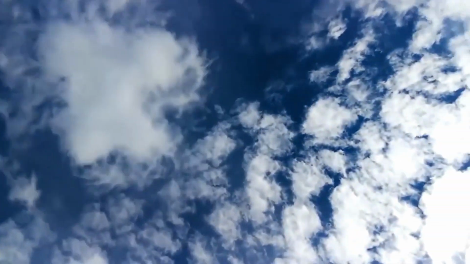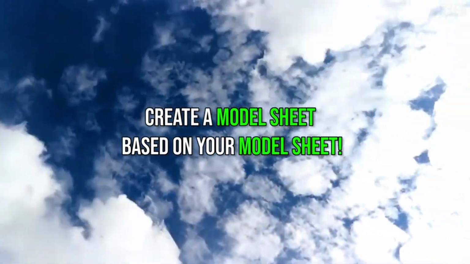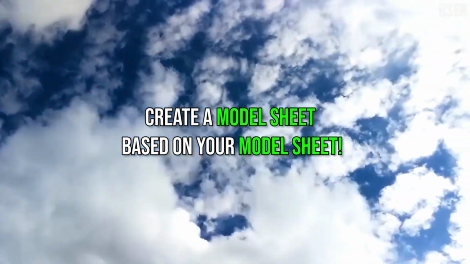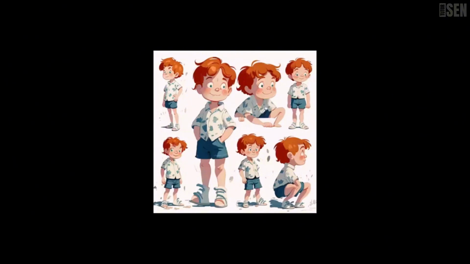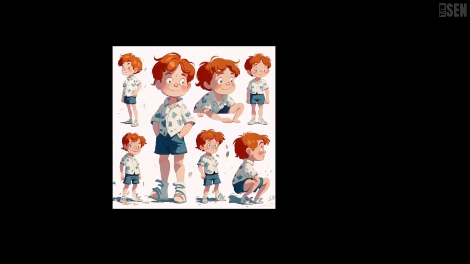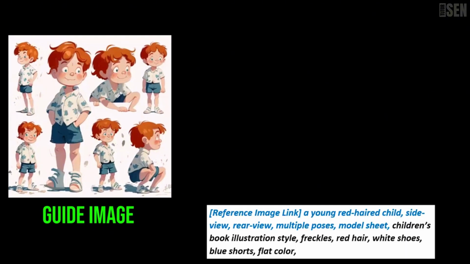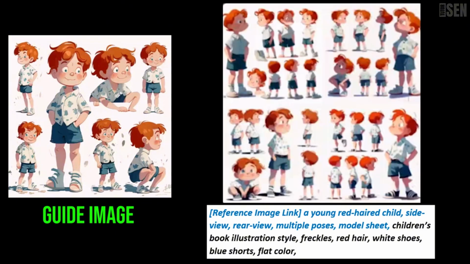Want to discover another hack in creating consistent images? You can create a model sheet based on your reference image. Yeah, clever, right? Let's say you like this model sheet. Well, you can create a model sheet using this model sheet. I'm not kidding you. All you have to do is take this image and drag it into Midjourney. Get the reference image location link and use this prompt: reference image link, a young red-haired child, side view, rear view, multiple poses, model sheet. And you can create multiple model sheets from that one model sheet.